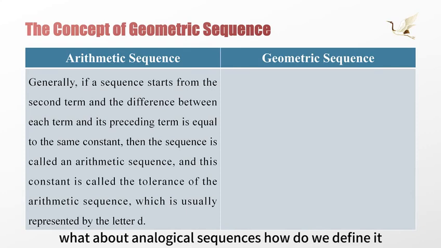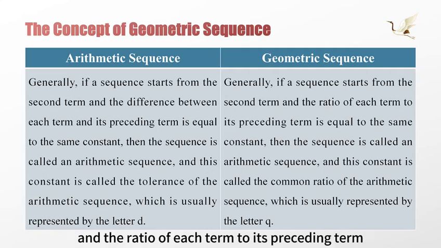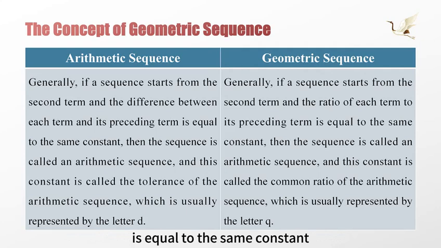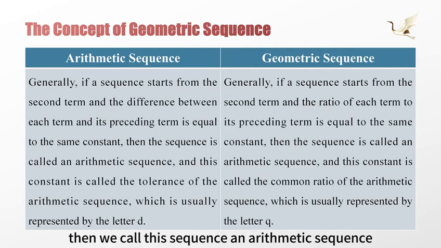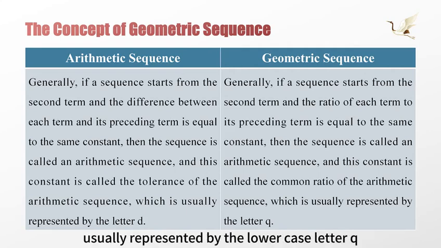What about analogical sequences? How do we define it? Generally, if a sequence starts from the second term and the ratio of each term to its preceding term is equal to the same constant, then we call this sequence a geometric sequence. This constant is called the common ratio of a geometric sequence, usually represented by the lowercase letter q.